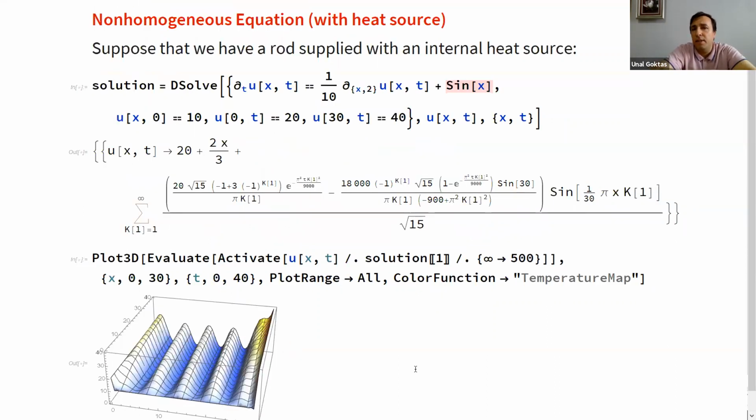The next problem is when we have a heat source in the system. So this is the internal heat source in the system. This time we have Dirichlet boundary conditions, and the solution is again in terms of an infinite sum. If you plot the solution, we get a plot looking like this one here. In the solution, the first 2 terms are due to the inhomogeneous boundary conditions at x equals 0 and x equals 30.